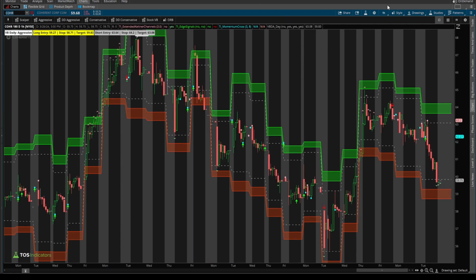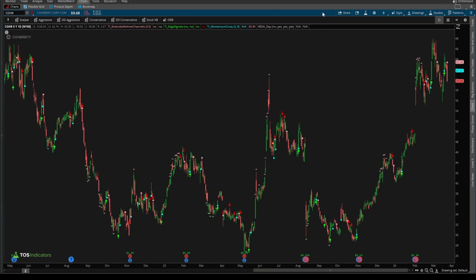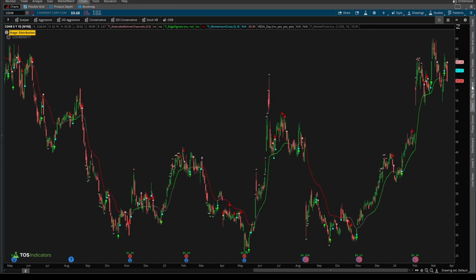Next up, we have Coherent Corp, starting with the daily time frame here first. And let me bring in our market pulse as well. It's really going to usually be the market pulse, some sort of pullback retracement level, along with support and resistance levels that I'm going to be looking for on the daily time frame.